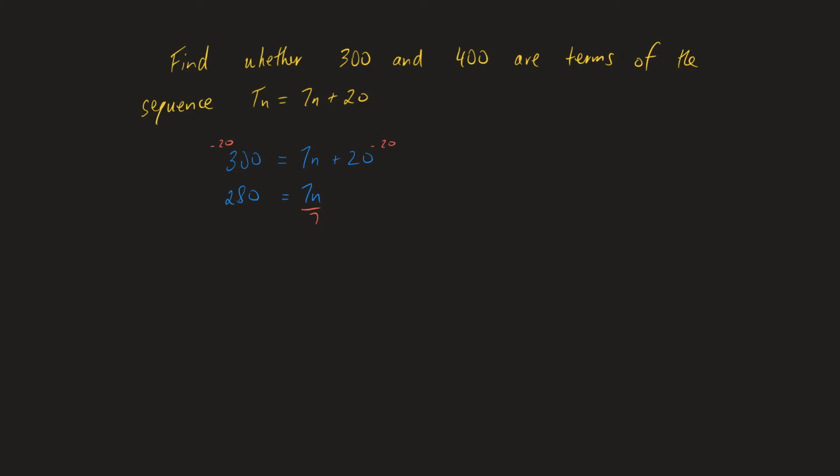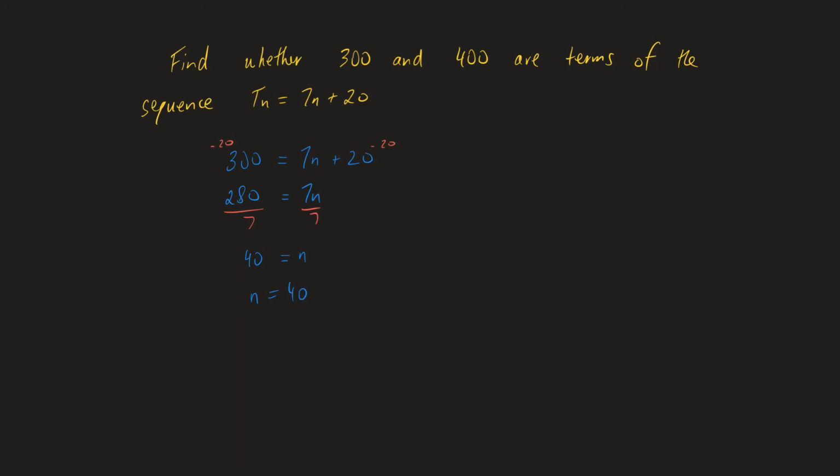Now divide by 7, and that's going to equal 40. So n is 40, so therefore 300 is the 40th term of this sequence. Now do the same process, pause the video and see if 400 is a term of the sequence.